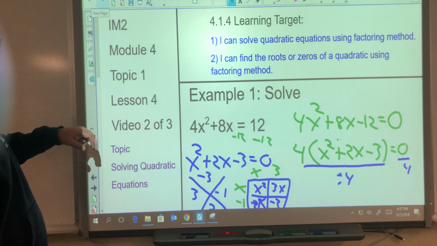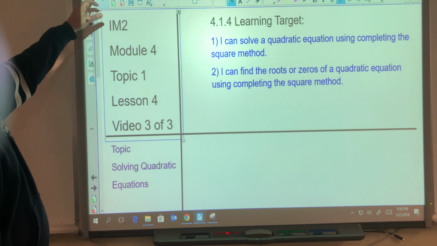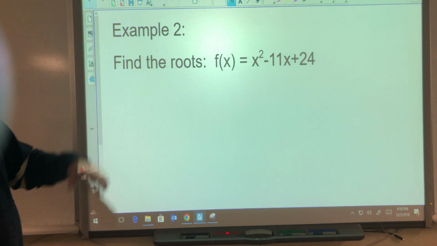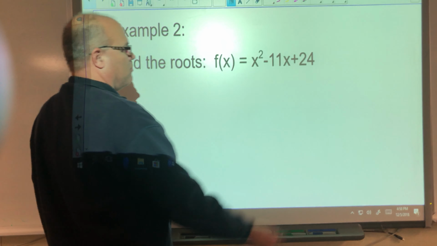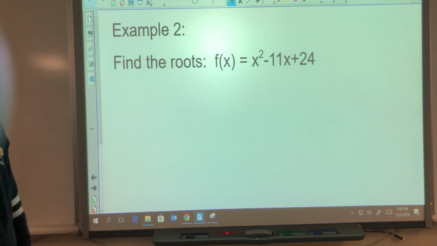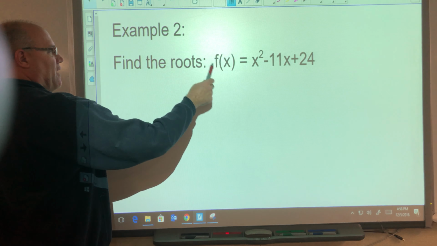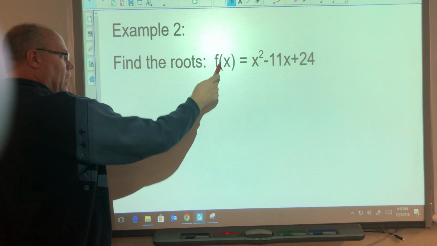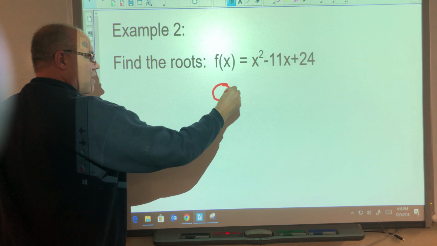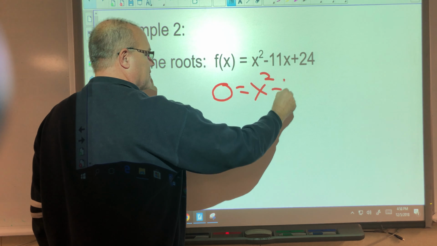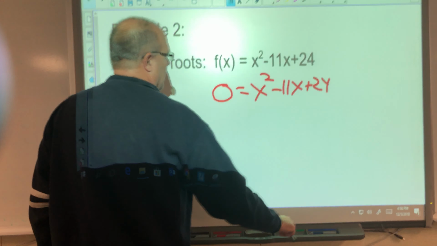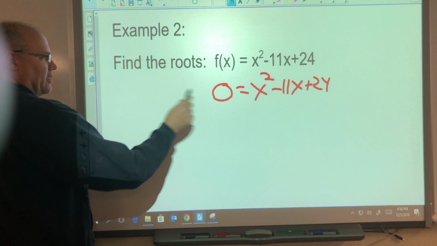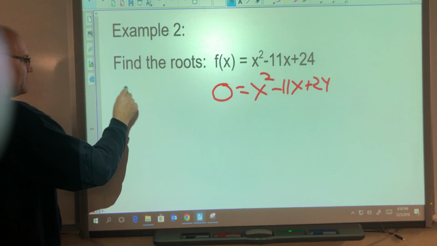All right, let's look at another example. Sometimes the directions are going to say find the roots. Let's give you maybe function notation: f of x equals x squared minus 11x plus 24. Find the roots. Same process as solving a quadratic equation. In this case, f of x, or if it was y equals, the y is going to become 0. So we have 0 equals x squared minus 11x plus 24. I'm going to factor this. Any common factors? No, there's none this time.